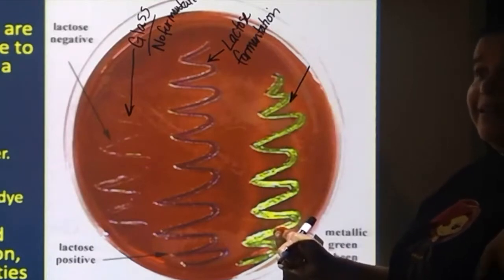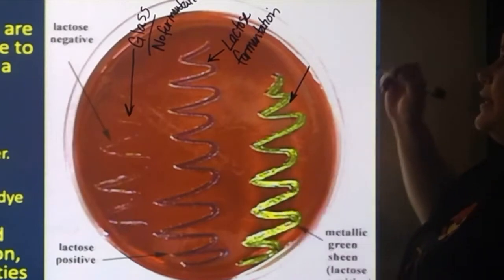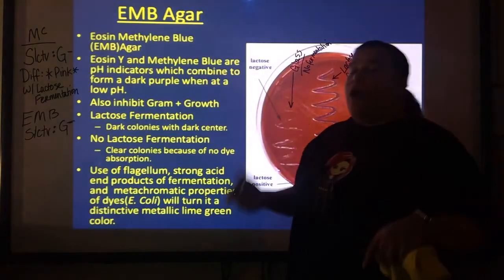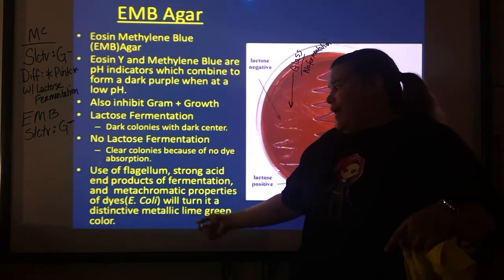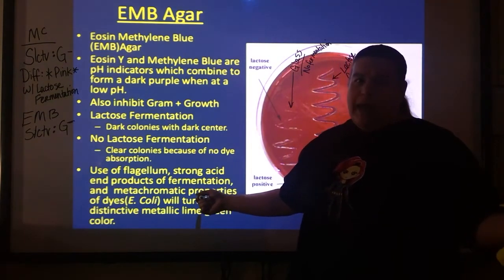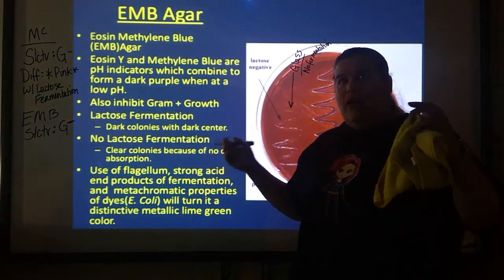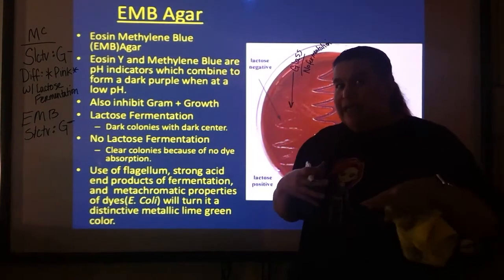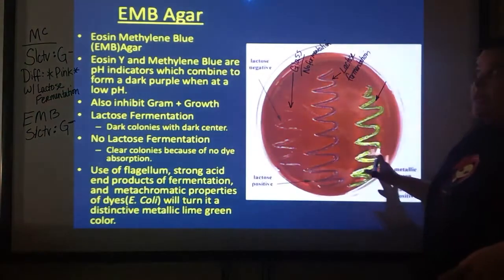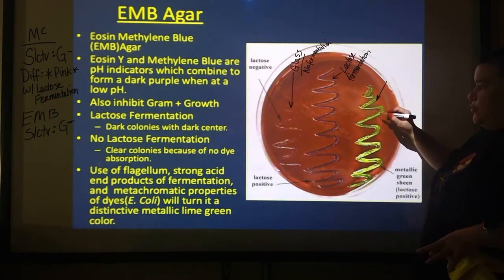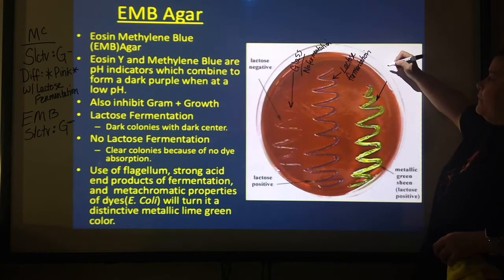Now for us, the only type of bacteria that we have that does this is E. coli. The problem with that is E. coli isn't the only one that has flagellum and strong acid end products. With that in mind, our pool of 9, E. coli is the only one that does this. So when you put E. coli on EMB agar, you get this metallic green colony formation.